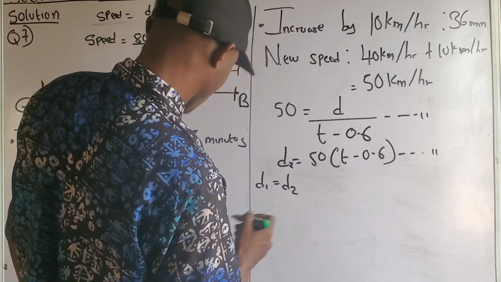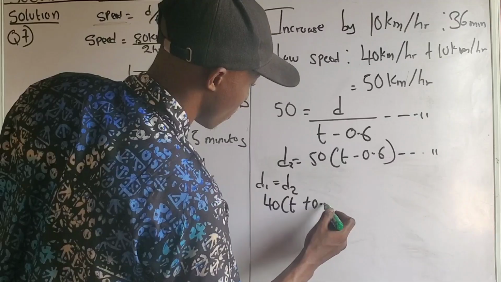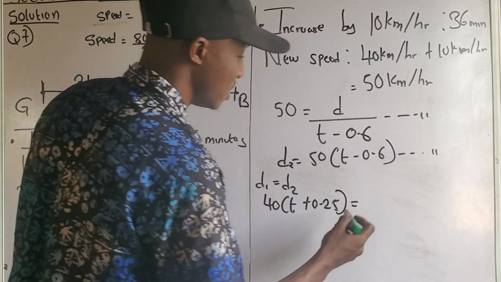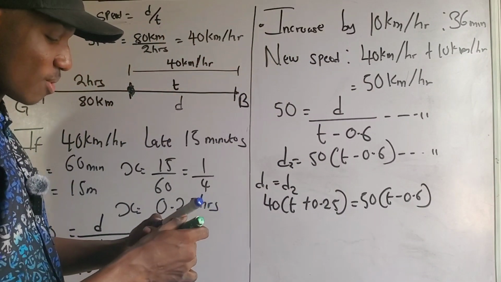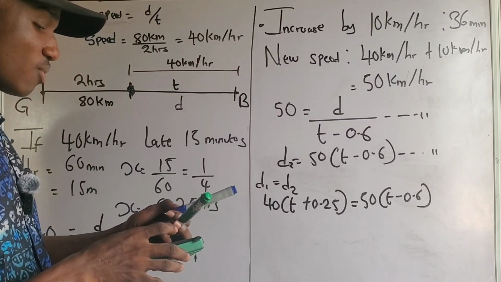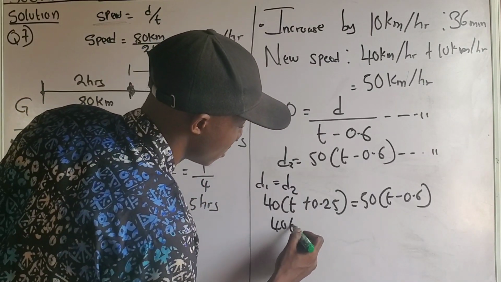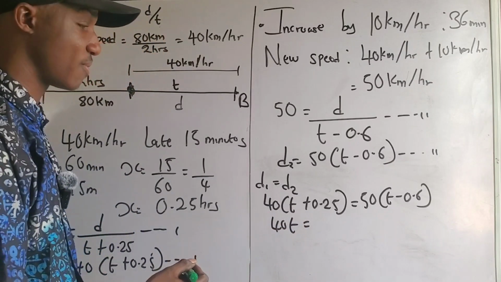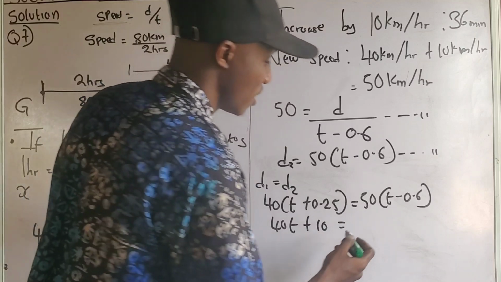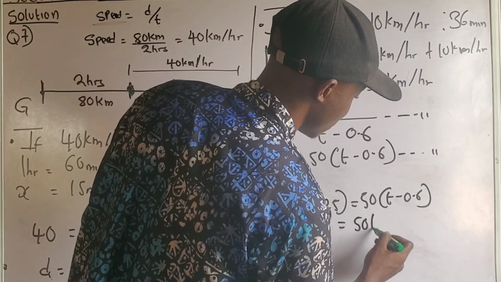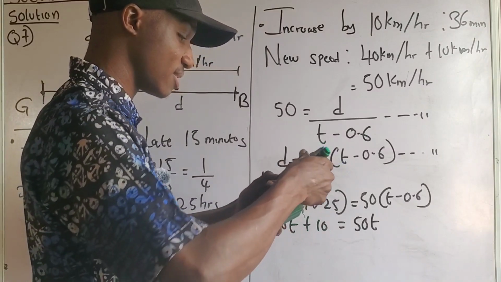For this, I'm going to have D1 as 40 multiplied by T plus 0.25, which is equal to 50 multiplied by T minus 0.6. From here, we can easily determine the value of T. To get the value of T, 40T plus 40 times 0.25, that is 10. 40T plus 10 is equal to 50T, now 50 times negative 0.6, that is 30.